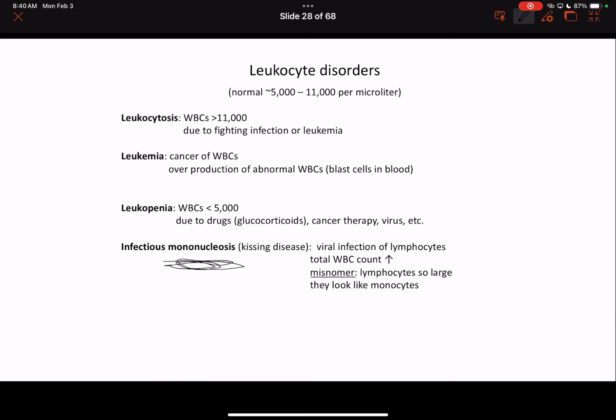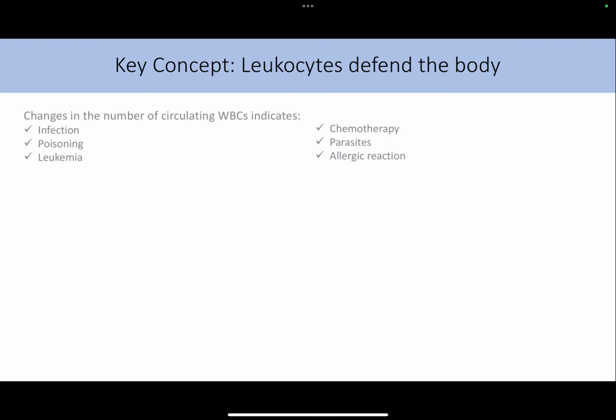Okay, so questions about leukocyte disorders. Remember that the normal white blood cell count should be 5,000 to 11,000 white blood cells per microliter. Changes in the number of circulating white blood cells could indicate an infection, could indicate poisoning. Poisoning will increase your white blood cell count. So can leukemia, chemotherapy, parasites, allergic reactions, a whole list of things.